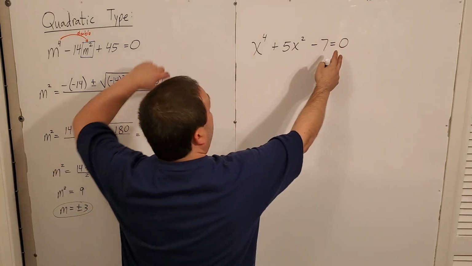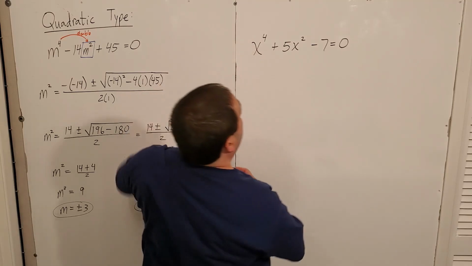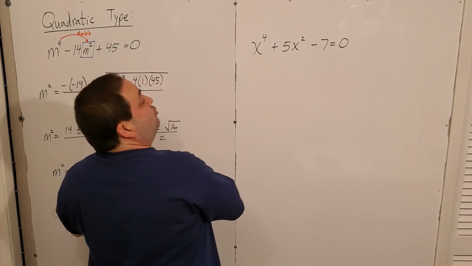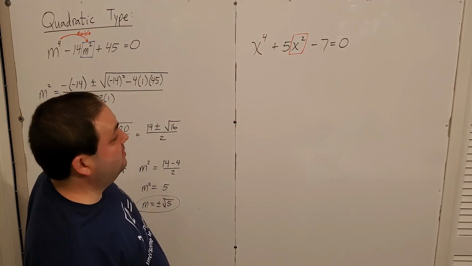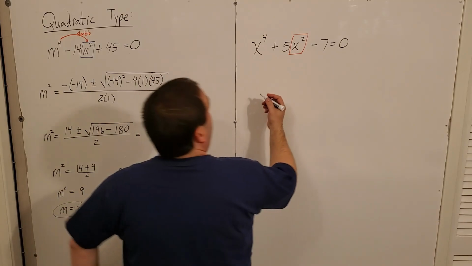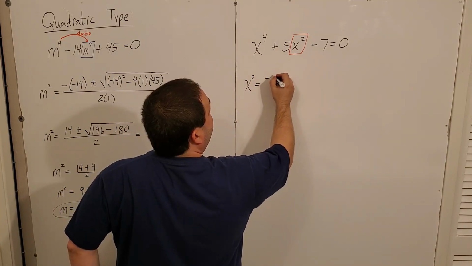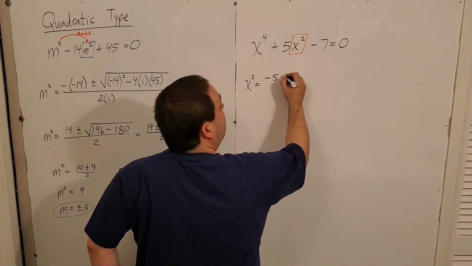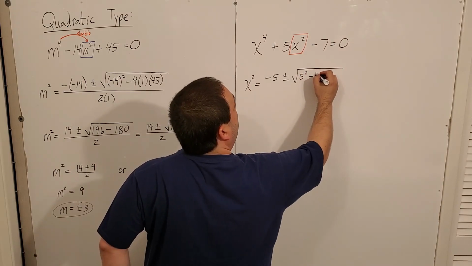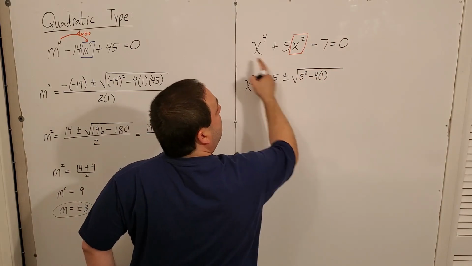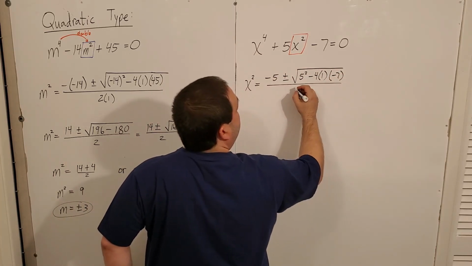I've already got the equals 0. I'm noticing that the 4 is double of 2, so it's a quadratic type for sure. And my object of interest is the x squared, right? There's my object of interest. All right, so x squared is equal to -b plus or minus the square root of b squared minus 4ac, where c is negative 7, all over 2a.